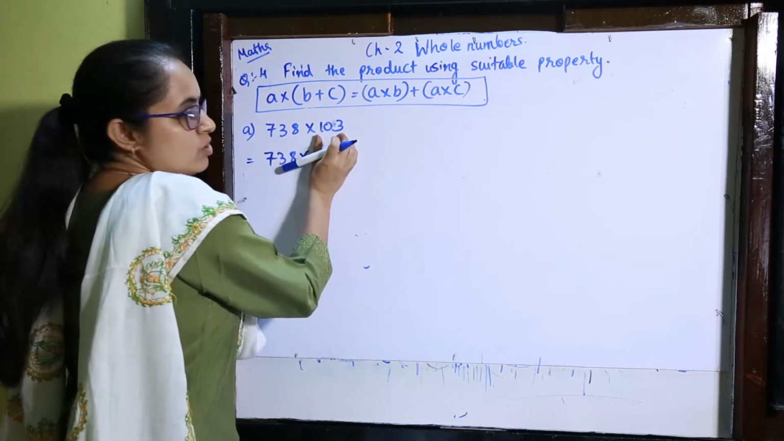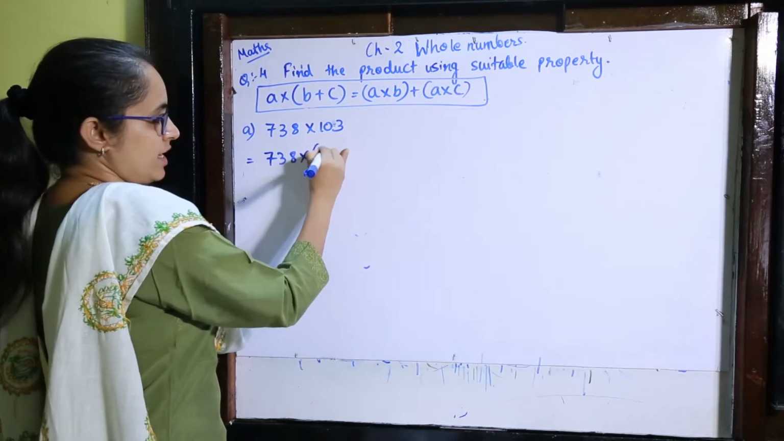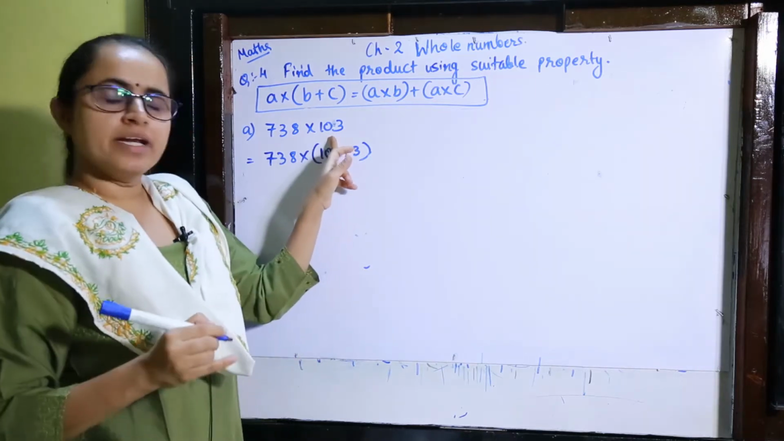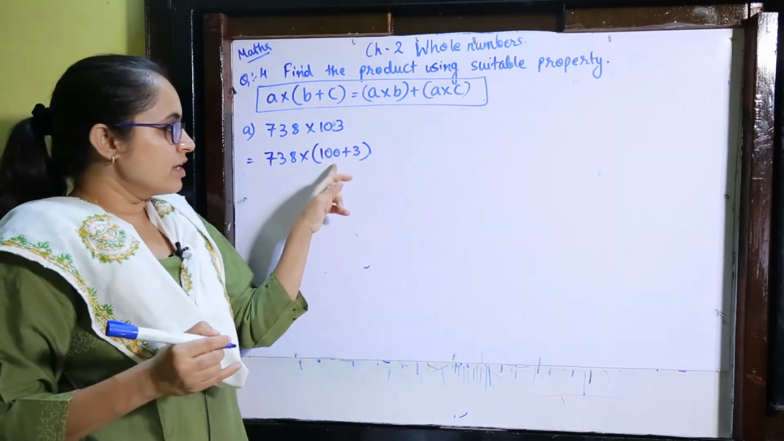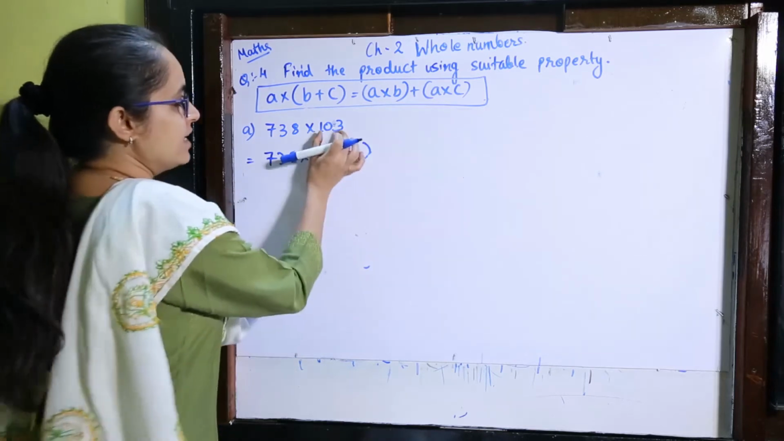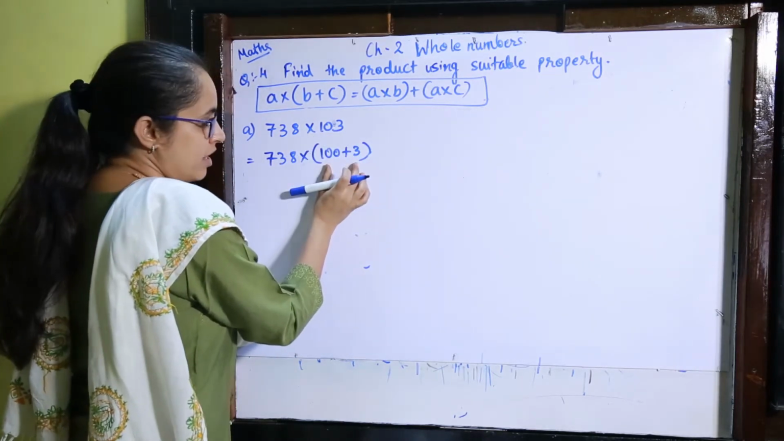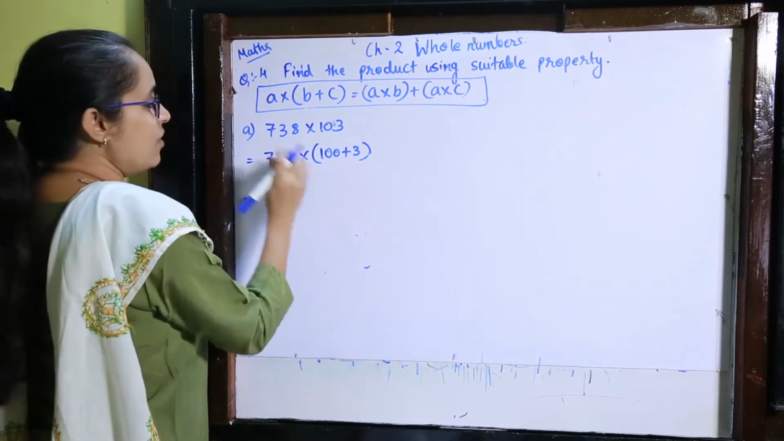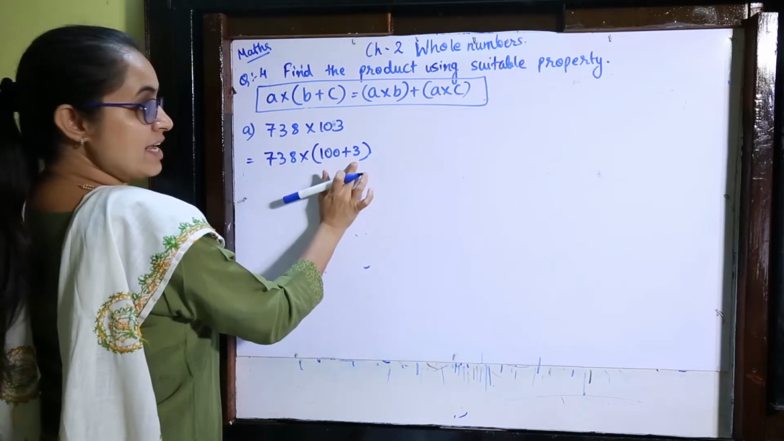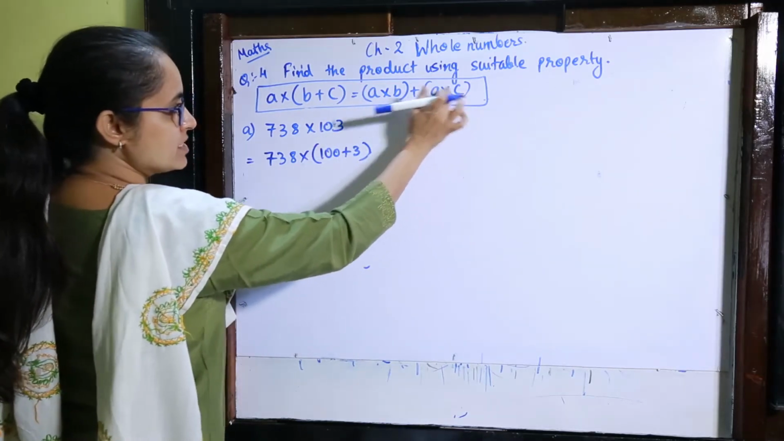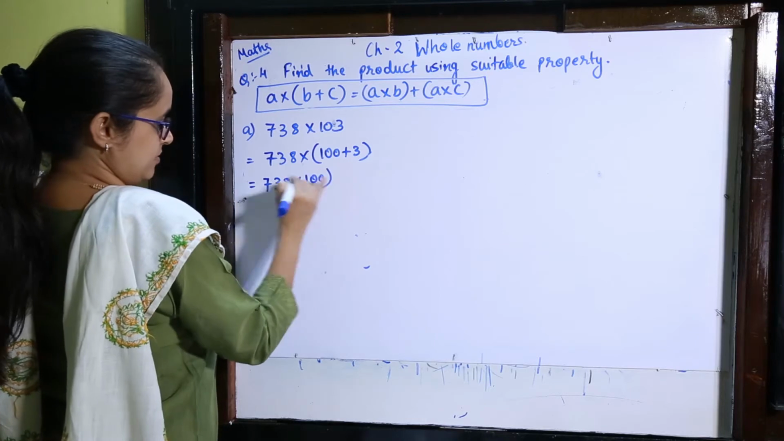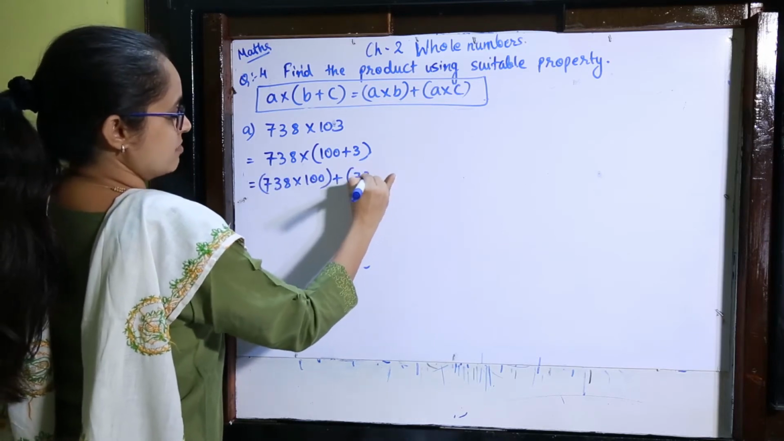Now if we write the expanded form of 103, how will it be written? 100 plus 3. If you are writing this number in expanded form, you can write it like this. You know expanded form, right? So if I am expanding this number, it will be written like this, 100 plus 3, right? Now can you imagine this as A multiplied by B plus C? Yes. So A multiplied by B, A multiplied by C, with an addition sign in between. So 738 multiplied by 100 plus 738 multiplied by 3.